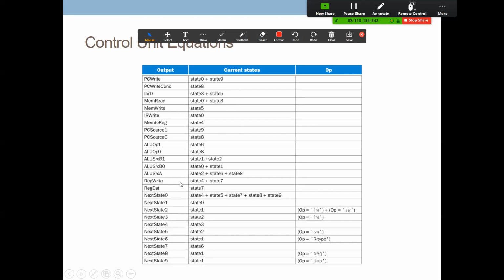So you can see that for the outputs we can write them clearly as a function of the states, whereas the next state is a combination of both the current state and the input, which is the opcode.